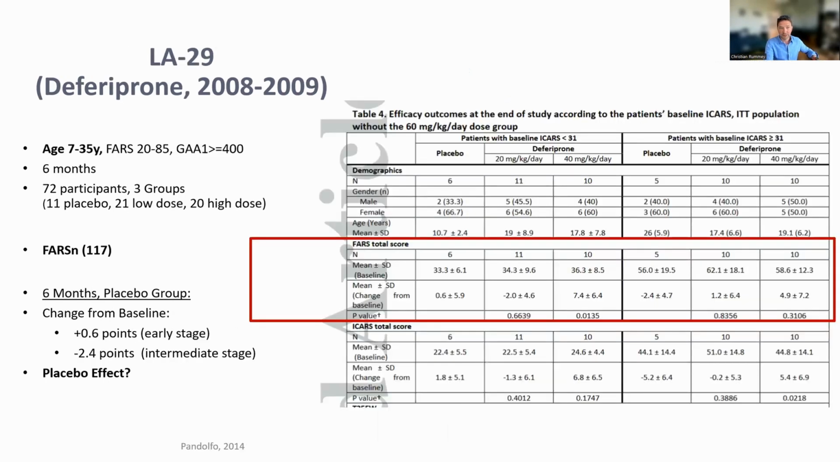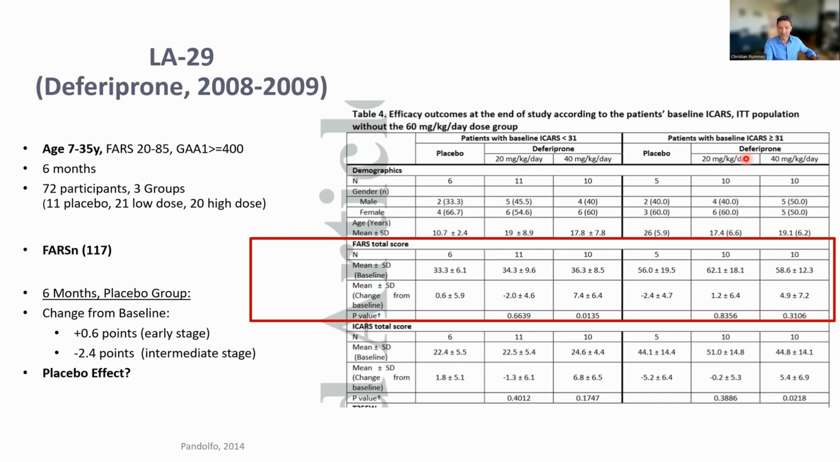Fourth study. This is the deferiprone study. It's an iron chelator that was enrolling a very broad and diverse population between 7 and 35 years. I don't think anyone would do that again today. An FA patient with 7 years is not comparable to an FA patient with 35 years. And in addition, they had a very small placebo group of 11 people.